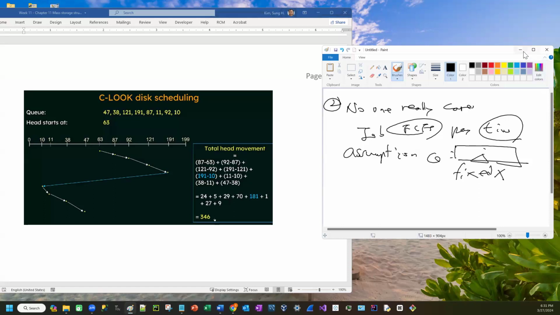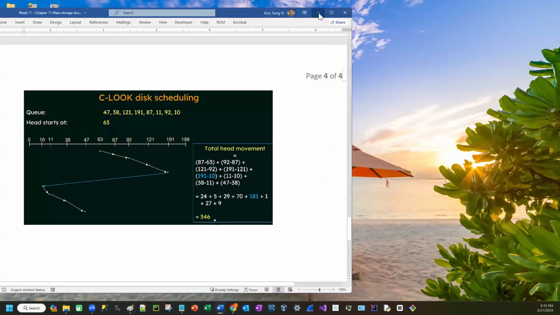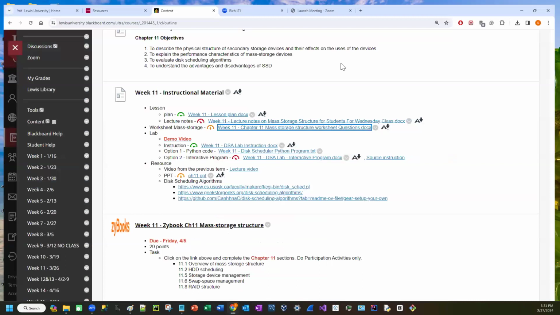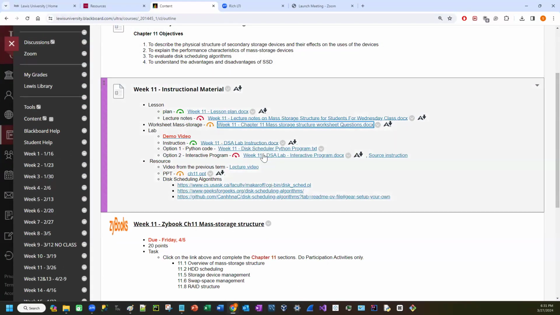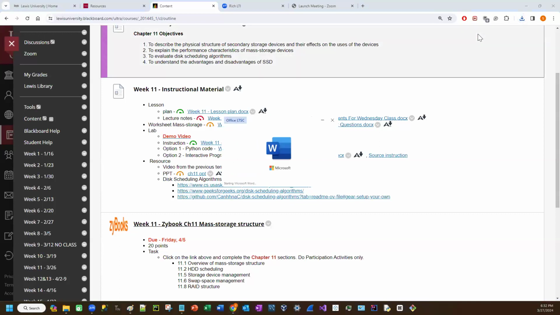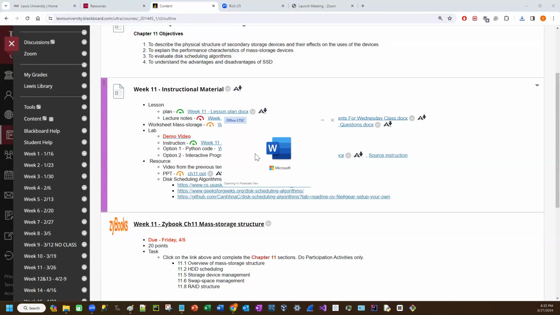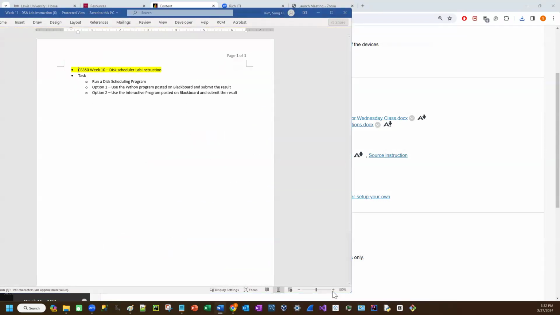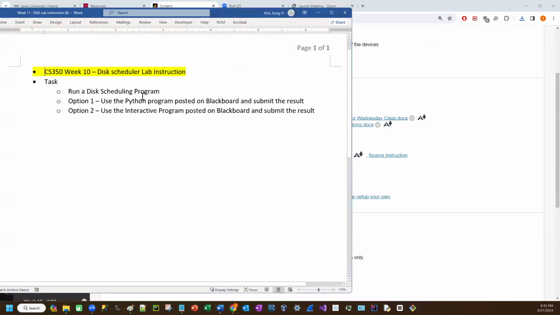All right, so let's do the lab. So the lab portion, if we go close that out now and go back to here. So here is the lab, and if you look at the instruction lab, it is really a simple, brief document. So if you open this up, basically all this is saying is, run the disk scheduling program, do one of those two. It's just the only one.